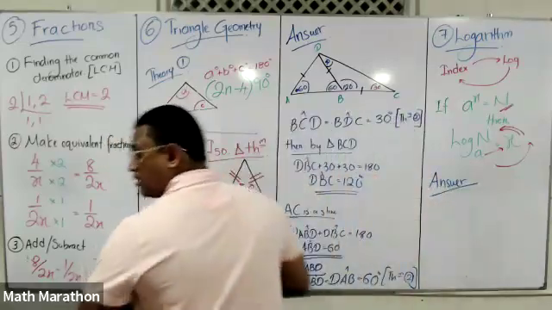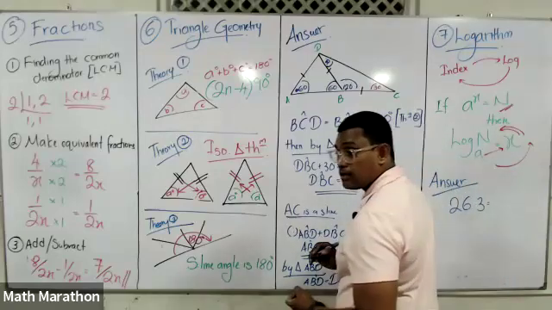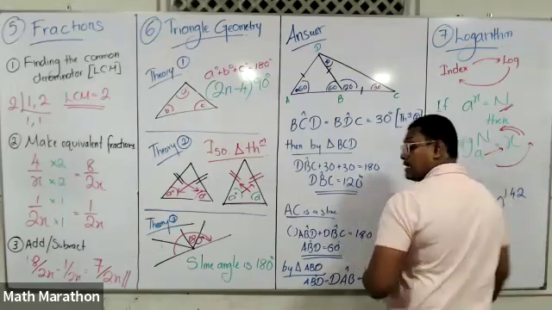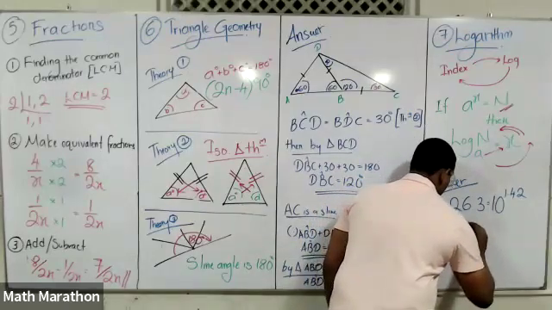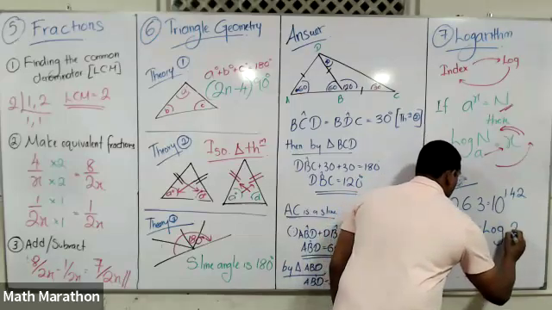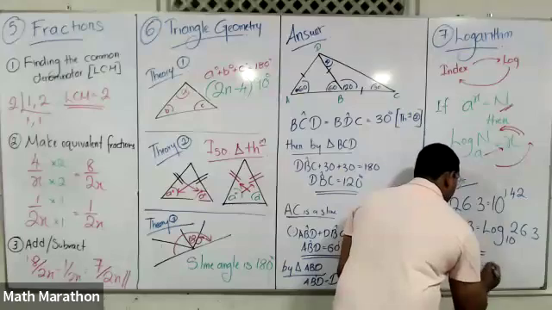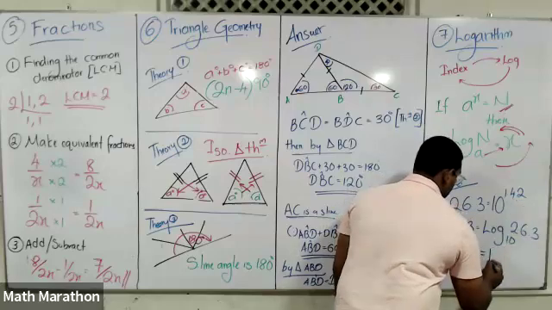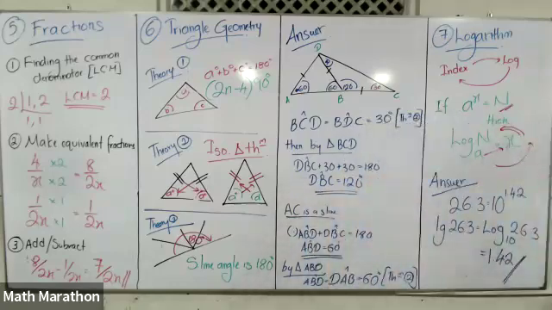So what is the question? 26.3 equals 10 to the power 1.42. They are asking what? Log 26.3. What does it equal to? We can write it as log 26.3 to the base 10. Therefore, that is equal to what? I have 10, I have 26.3. The only thing missing is 1.42. That is the answer. Give me 1 second, kids.